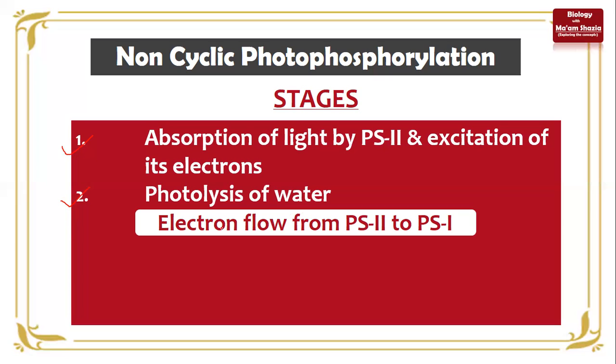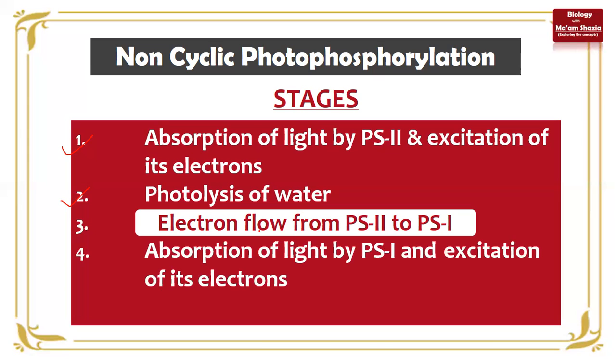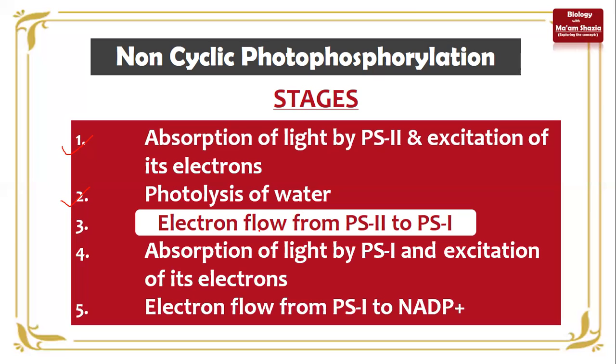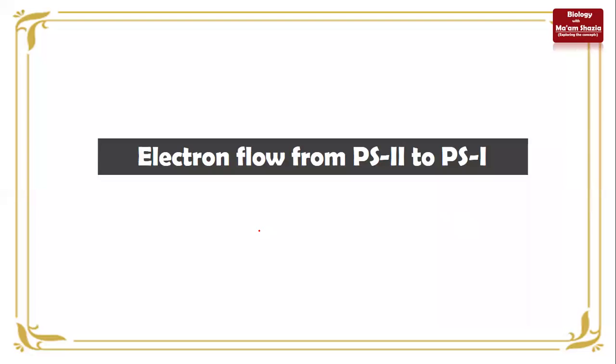We are going to discuss only electron flow from PS2 to PS1, which is actually the third step. Then is the absorption of light by PS1 and excitation of its electrons. And then the fifth point is electron flow from PS1 to NADP. The last two steps, fourth and fifth, we are going to discuss in our next lesson. So let's start the electron flow from PS2 to PS1.